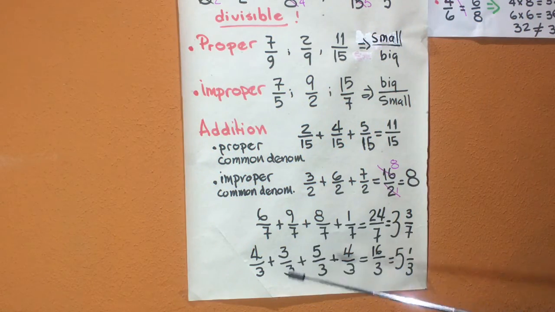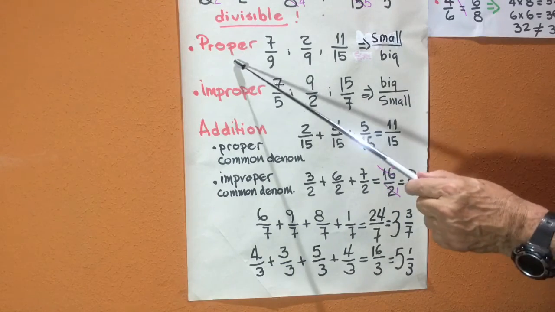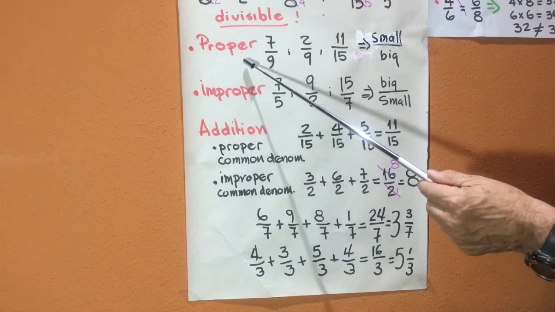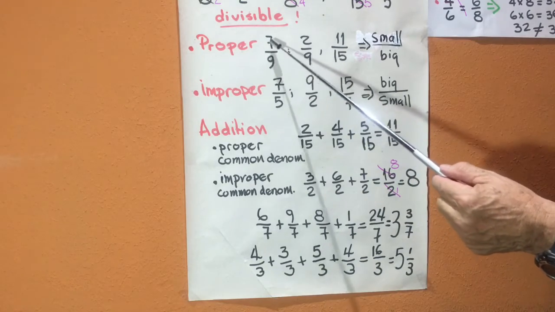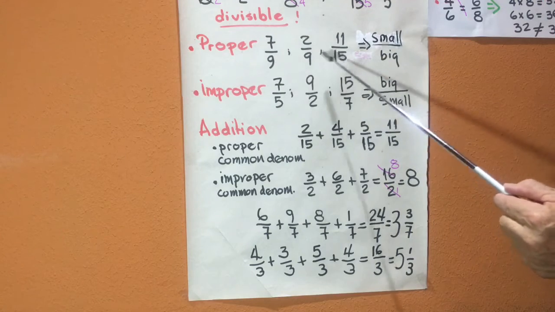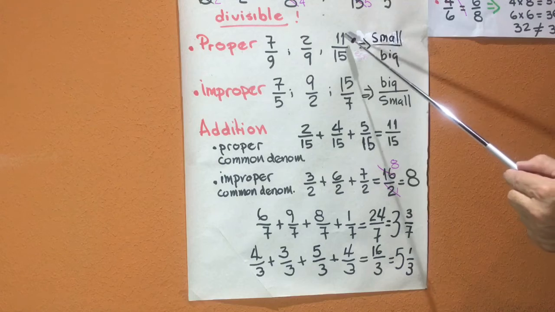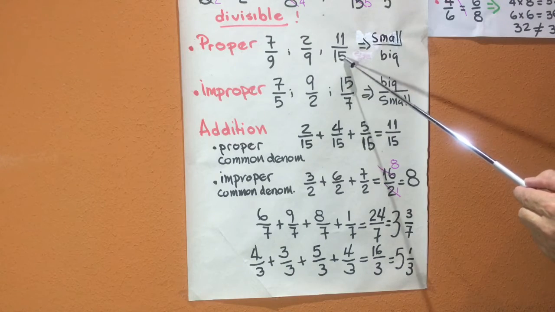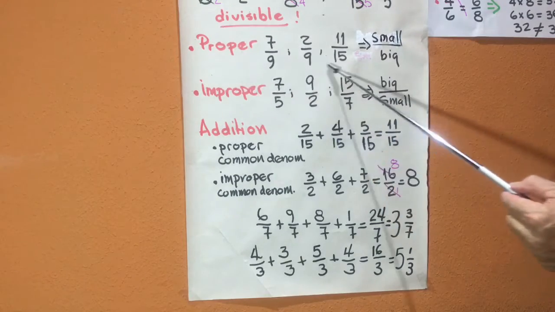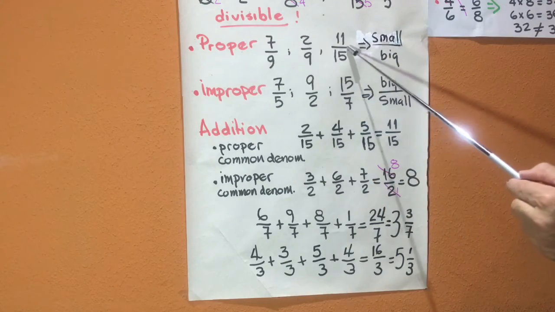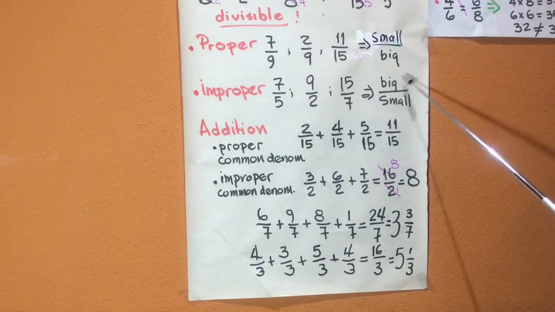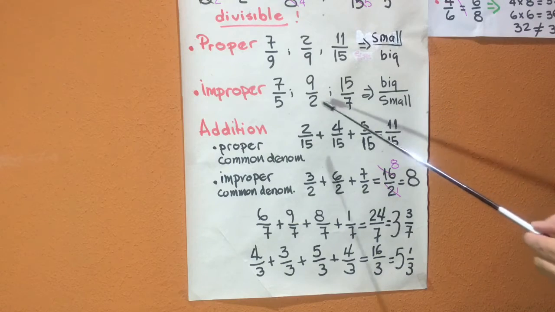Now we're going to remember what proper fractions and improper fractions are. Proper fractions are fractions whose numerator is smaller than the denominator. As you can see, 11 is small, 15 is bigger. 7 is smaller, 9 is bigger. So proper fractions are the ones that have a smaller numerator. An improper fraction, on the opposite, is one where the numerator is bigger than the denominator.